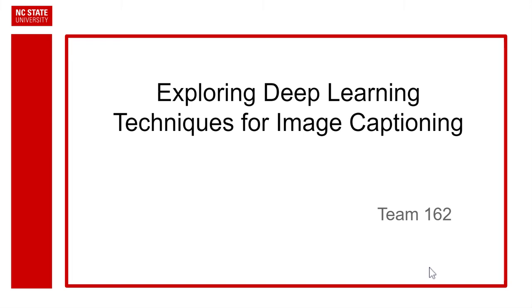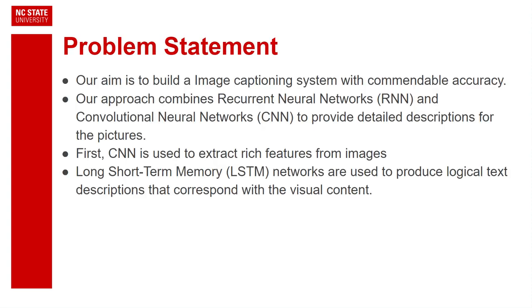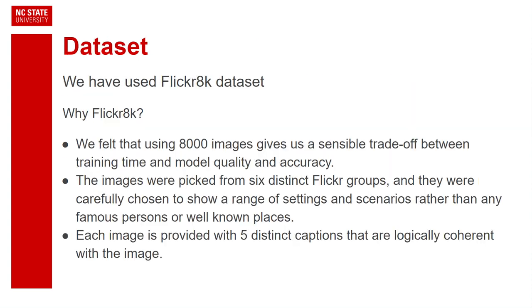Hello, we are Team 162, and the title of our project is Exploring Deep Learning Techniques for Image Captioning. Our aim is to build an image captioning system with commendable accuracy, and we've done this using recurrent neural networks and convolutional neural networks to provide detailed descriptions for the images. First, we've used CNN to extract rich features from the images, and then we've used long short term memory networks, that are LSTMs, which are a type of RNNs, to produce logical text descriptions that correspond with the visual content.